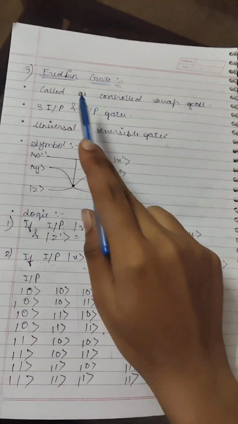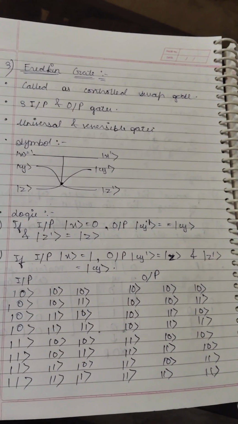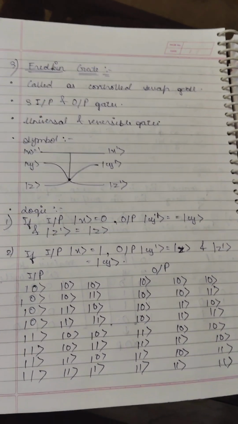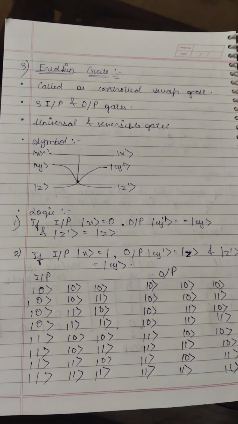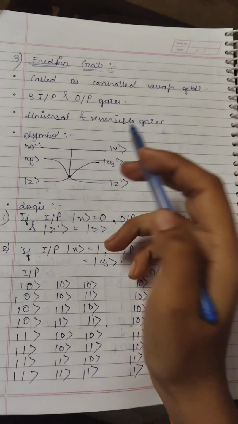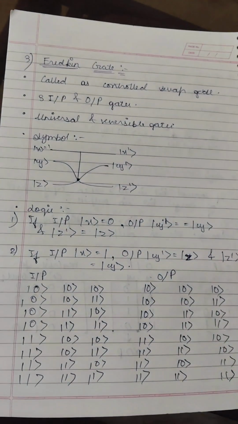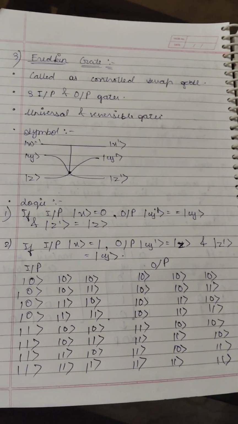So, as we know, our next gate is the Fredkin gate. The Fredkin gate is also called the controlled swap gate. It is a 3-input, 3-output gate. It is a universal and reversible gate. The symbol of the Fredkin gate is this. What is the logic behind the Fredkin gate?